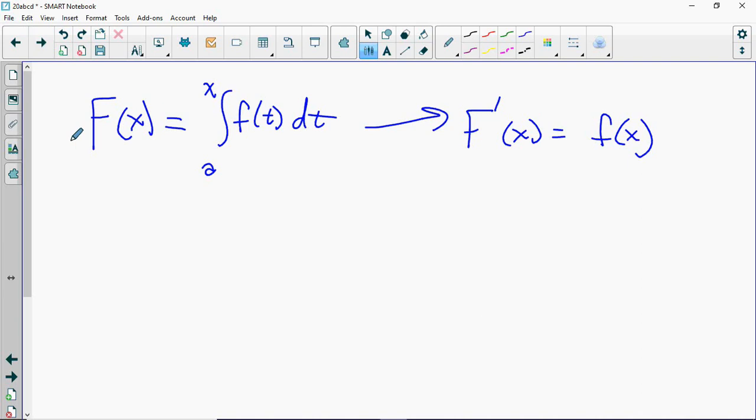So we have capital F of x, and capital F of x is equal to the integral from a to x, where a is a constant and x is a variable, of a function f of t dt.